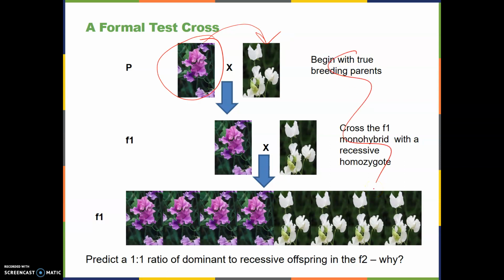If you get any offspring that have the white color, then you know that this parent is big P, little p, a carrier of the white allele. And if all the offspring are purple, you can be pretty sure that the parent has two big P's. So that's what a test cross shows. And then down at the bottom it says predict a 1-to-1 ratio of dominant to recessive offspring in the F2 and why.